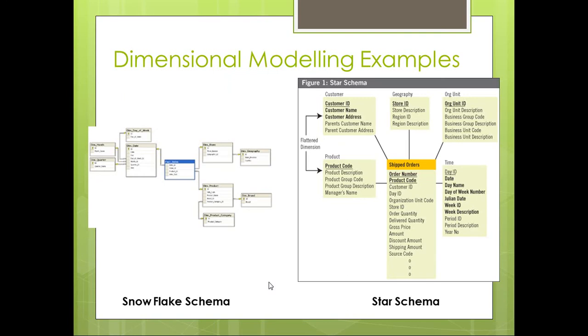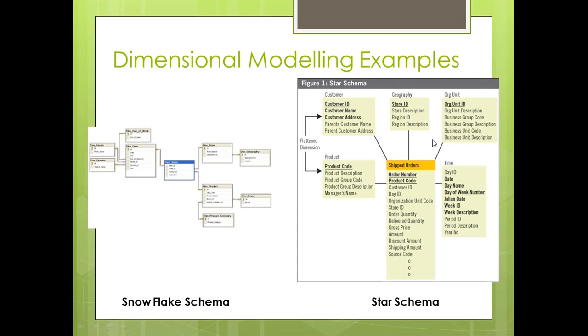So here are some dimensional modeling examples. On the left, we have a snowflake model. The blue box over here is a fact table, and the gray boxes to the left and right of it are dimension tables. As you can see, this dimension is connected to this dimension. The star schema has direct joins. For example, we have ship orders, which is a business process being tracked, and it has different dimensions like geography, customer, product, time, and origin unit.